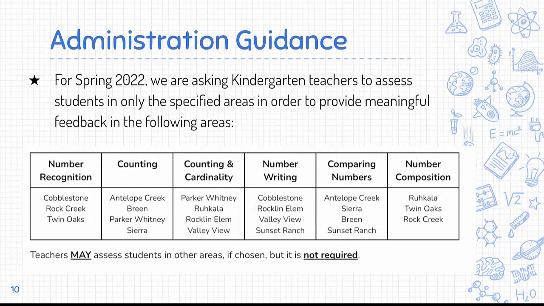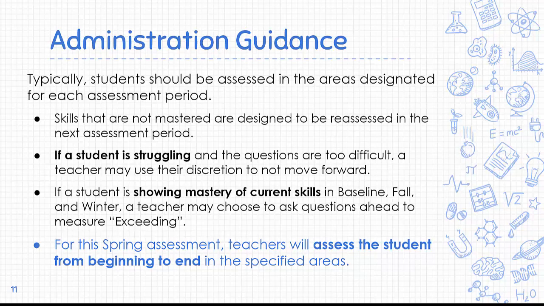For spring 2022, we are asking kindergarten teachers to assess students in only the specified areas in order to provide meaningful feedback in the following areas: number recognition, counting, counting and cardinality, number writing, comparing numbers, and number composition. Each school site has been assigned 2 specific areas to assess. Teachers may assess students in other areas if chosen, but it is not required. Typically, students should be assessed in the areas designated for each assessment period.